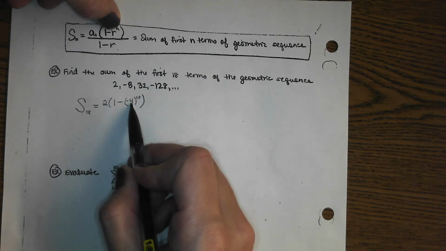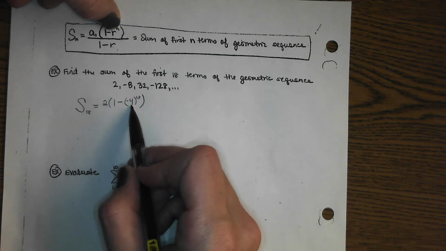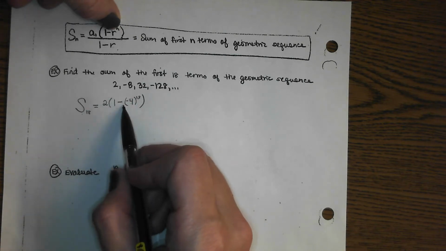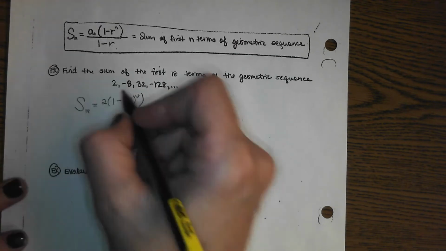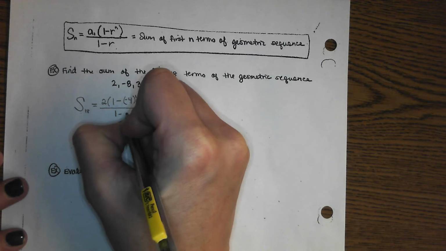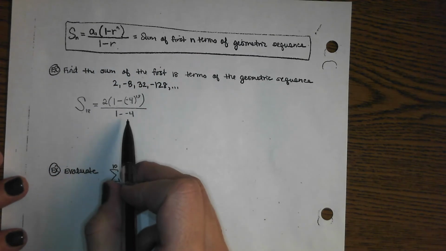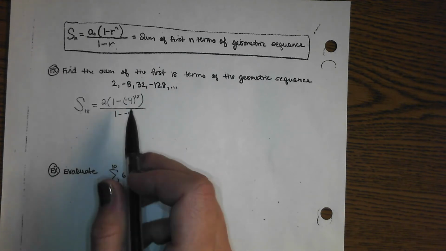Your negative 4 to the 18th power would come first, and that's going to be a positive number. So it'll be 1 minus that positive number, all over 1 minus r, which is 1 minus negative 4. This one, on the other hand, can be changed to 1 plus 4 and should be changed to 1 plus 4. Do we follow? Not this one because it has an exponent.